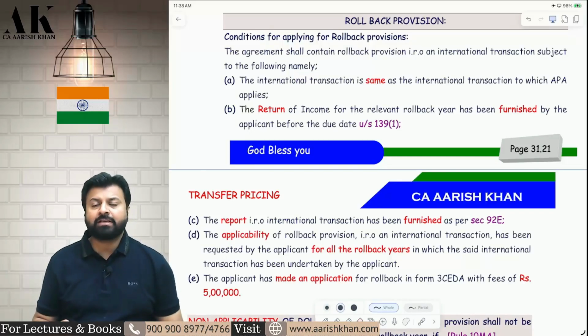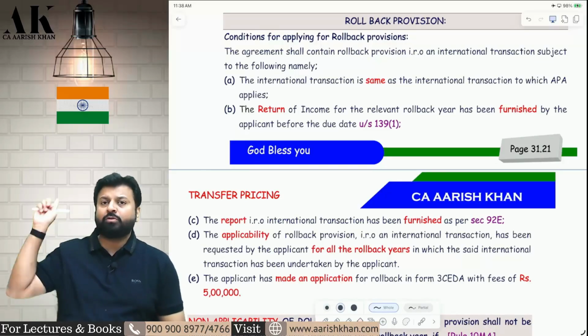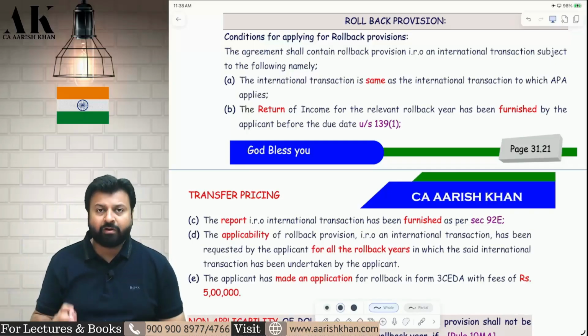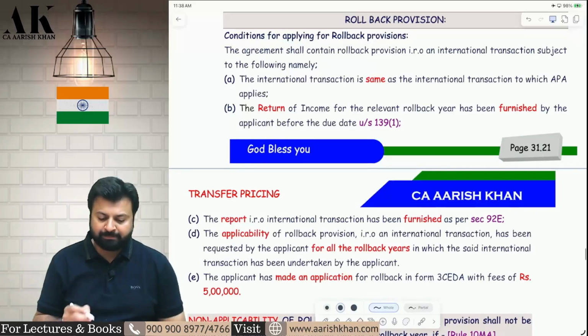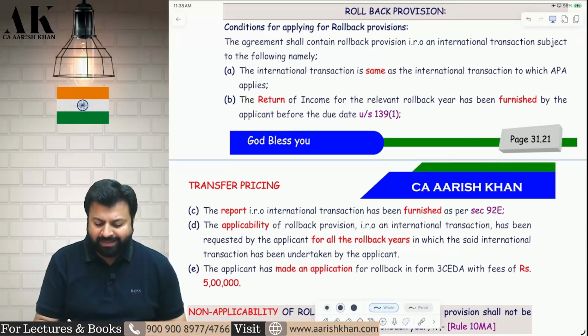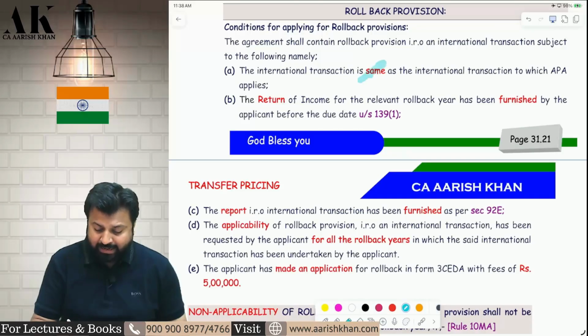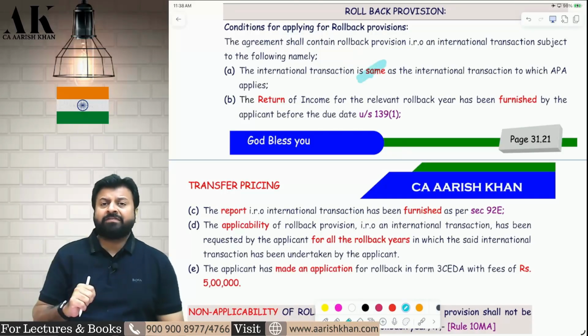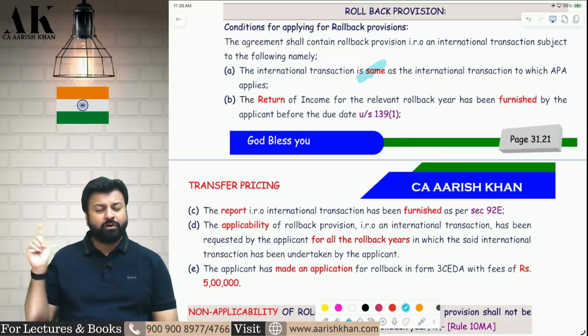Now you have to fulfill some conditions if you want to roll back your APA to the last 4 years. You can roll back to a maximum of 4 years, not more than 4 years. For that, you have to pay a separate fee of 5 lakh rupees. So what are the conditions? Condition number 1, the international transaction is the same. Same means the international transaction of the APA for the future 5 years and the international transaction of the past 4 years should be the same.